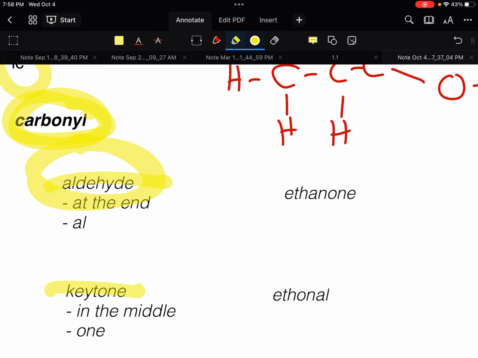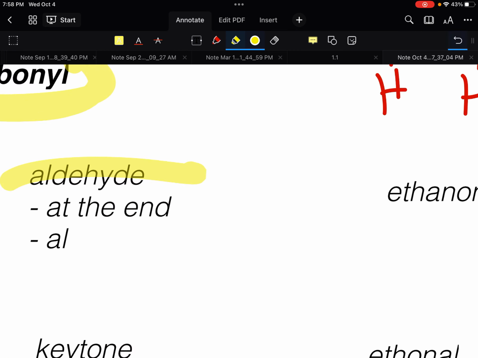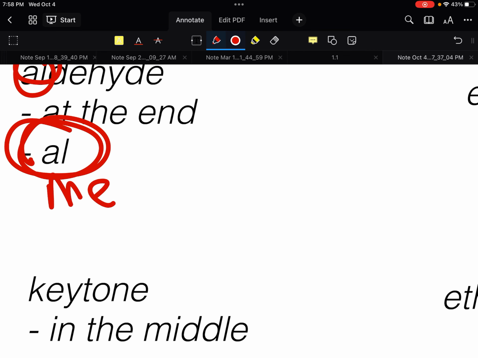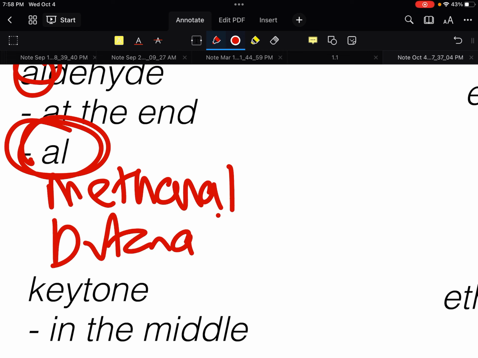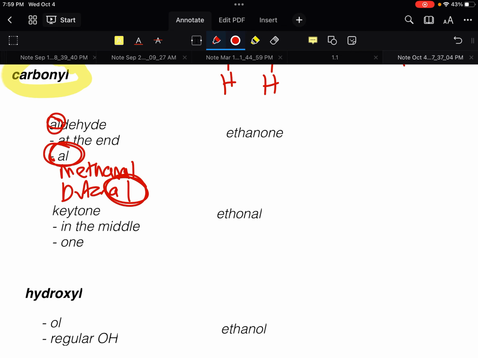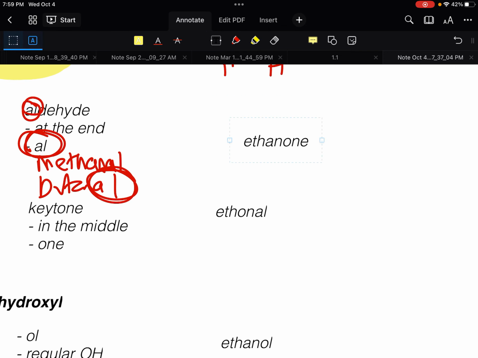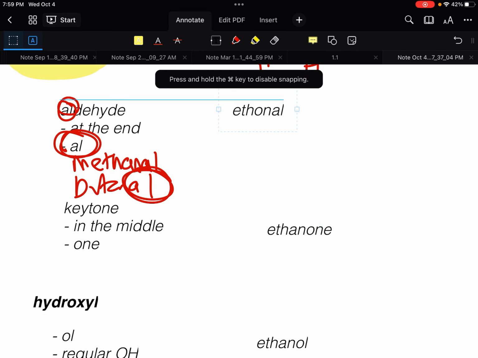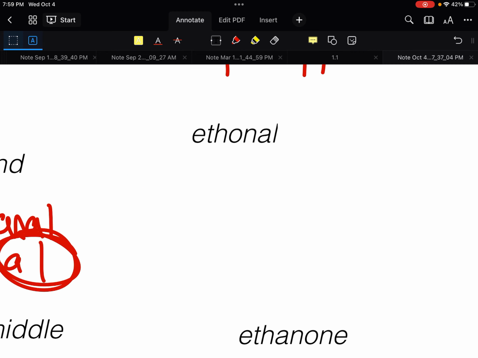So aldehydes, you can identify aldehydes if they end in AL. It could be methanal, that's one, or butanal. So AL, that's how you know it's an aldehyde. And so what an aldehyde is, oops, I need to switch up. That's ethanal, or I think I spelled that wrong, but whatever, it's ethanal.